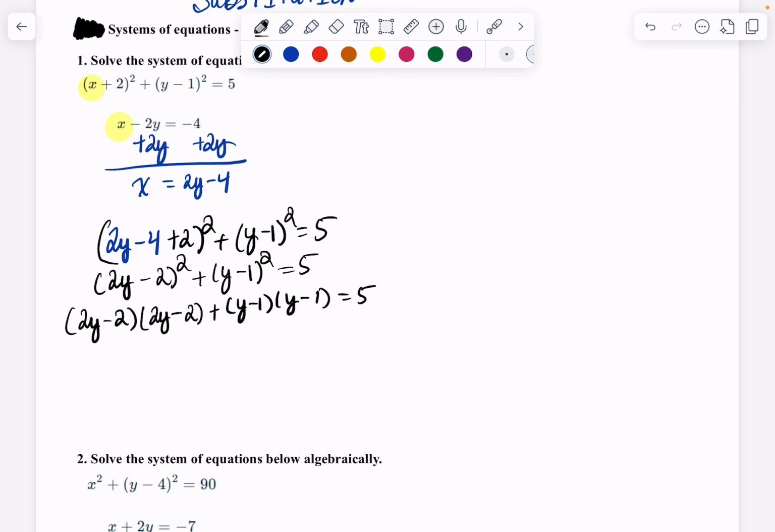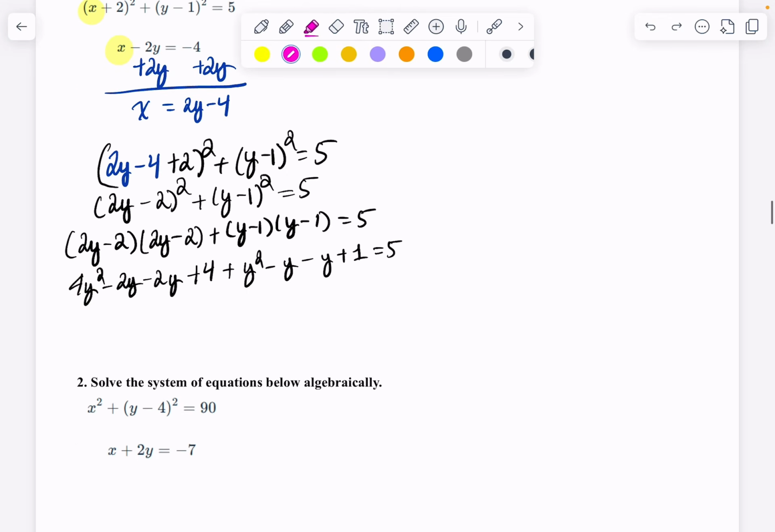Let's go ahead and FOIL. We have 4y squared minus 2y minus 2y, and then plus 4. Let's continue: y squared minus y, another minus y, and then plus 1 is equal to 5. Okay, let's combine the like terms. We have 4y squared and y squared, then negative 2y, negative 2y, negative y, negative y, and the other like terms are positive 4 and positive 1.